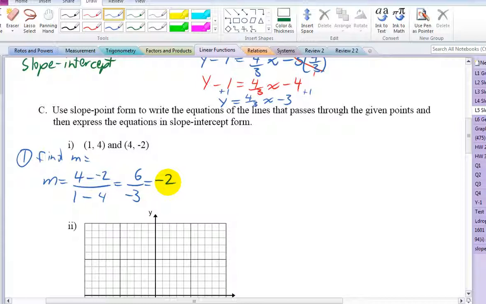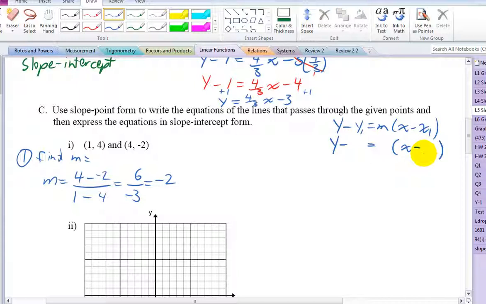Negative 2. Okay. So sometimes your slope will be a fraction, sometimes it's a whole number. So let's try this over here. y minus y1 equals m(x minus x1). Substitute in, please. Which point do you want to use? The first one or the second one? Does it matter?